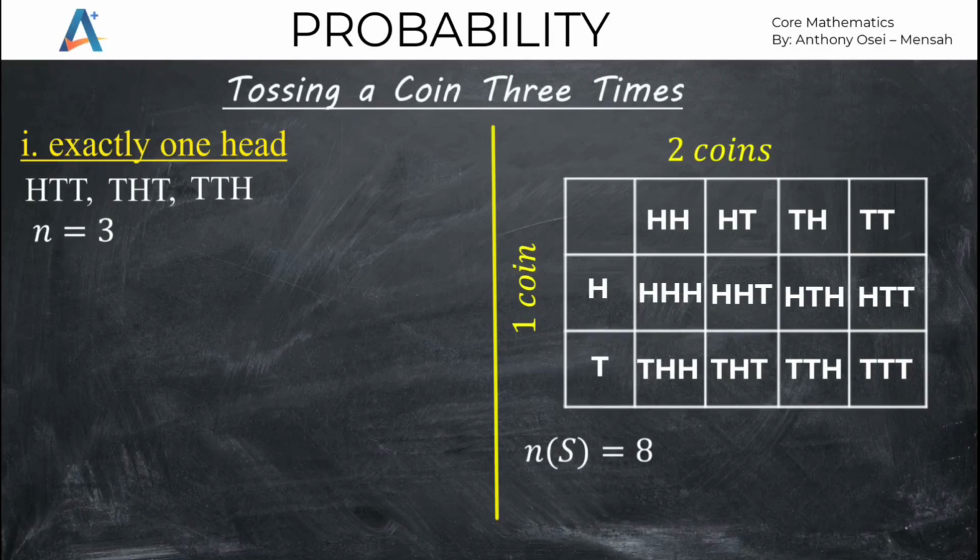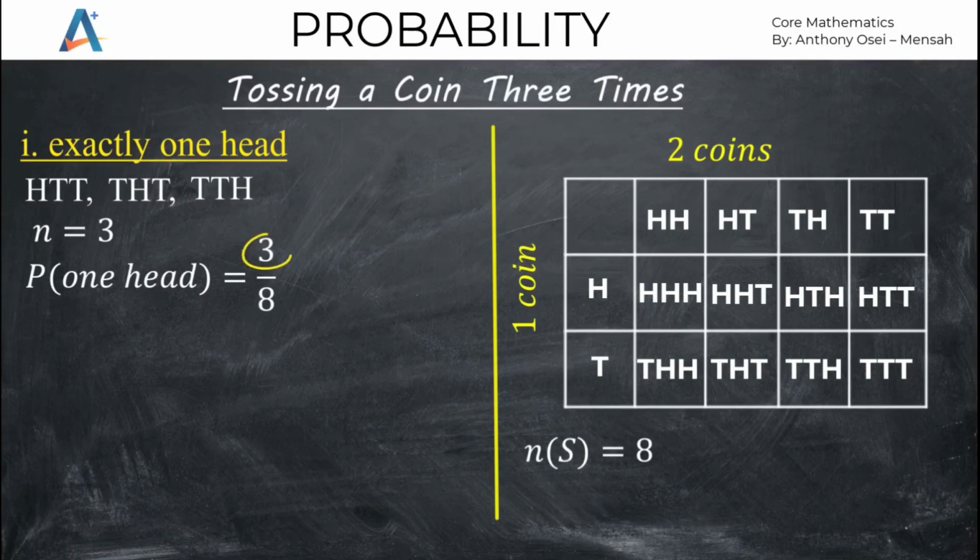So for no head, that will come there. But this one is for exactly one head. So you have to know which one you want. Then for part I, exactly one head, we have one head here with two tails, one head here with two tails, and one head here with two tails. That means n(E), what we are looking for. How many are there? There are three. So the probability of one head will be equal to three out of eight. Three of them qualified. Out of the eight that's supposed to come, only three qualified. So then the probability will be three out of eight.